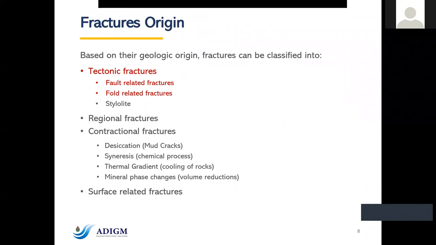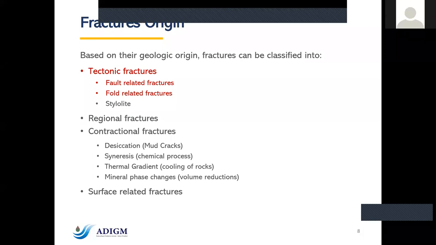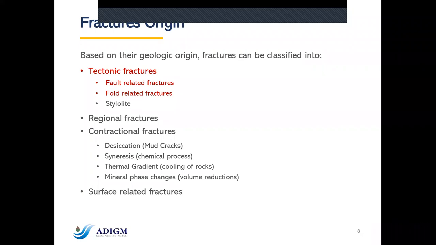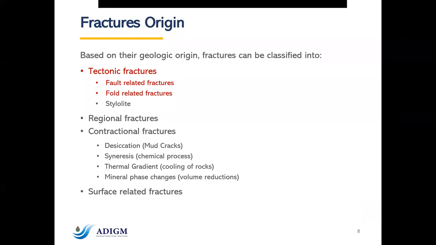I will just touch a little bit on the fracture origin. There are lots of explanations of this in the literature. But basically, there are four criteria or classifications of the fracture origins. The first one is the common one, the tectonic fractures. Included in this group are the fault-related fractures, or the fractures that develop in association with the faults. And also the fold-related fractures, which develop during the folding.